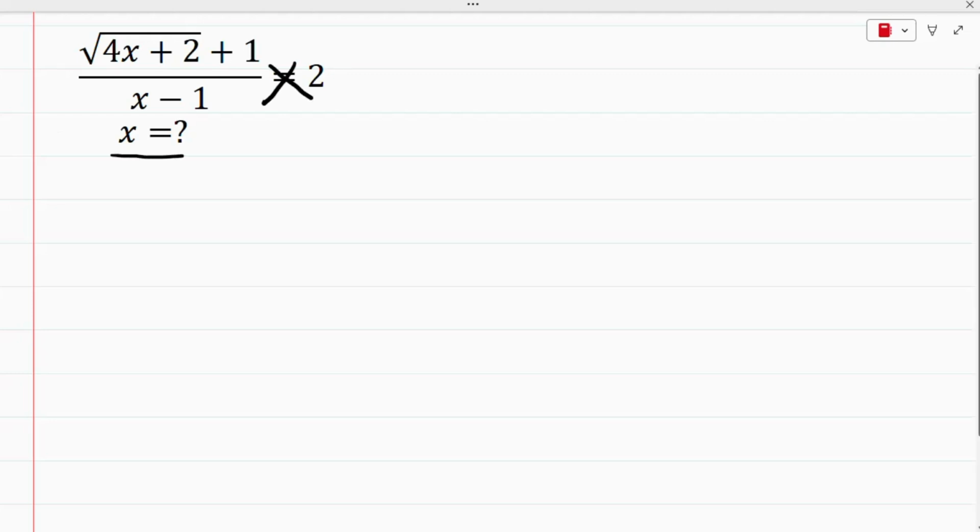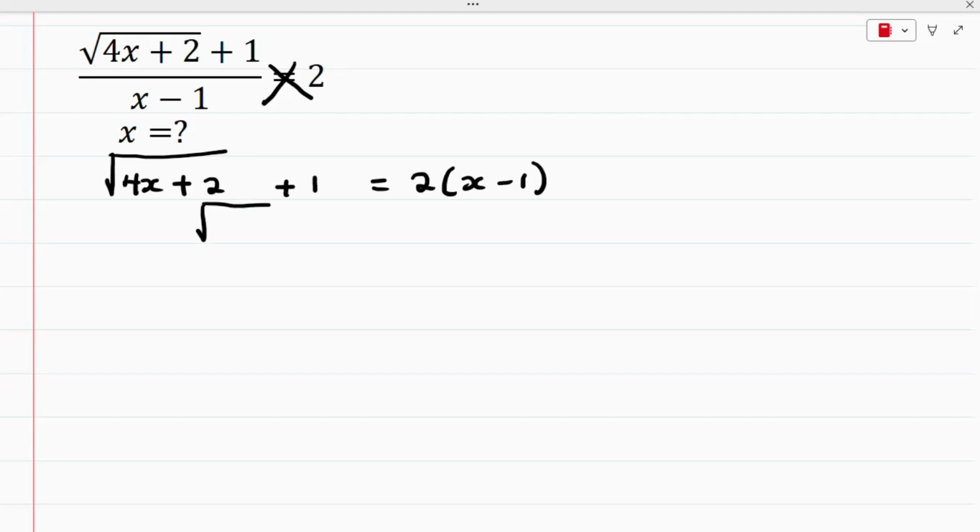So we have this to be the square root of 4x plus 2 plus 1 is equal to 2 multiply x minus 1. Alright, so we have the square root of 4x plus 2 plus 1 is equal to 2 multiply x is 2x, minus 2 multiply 1 is what? 2.